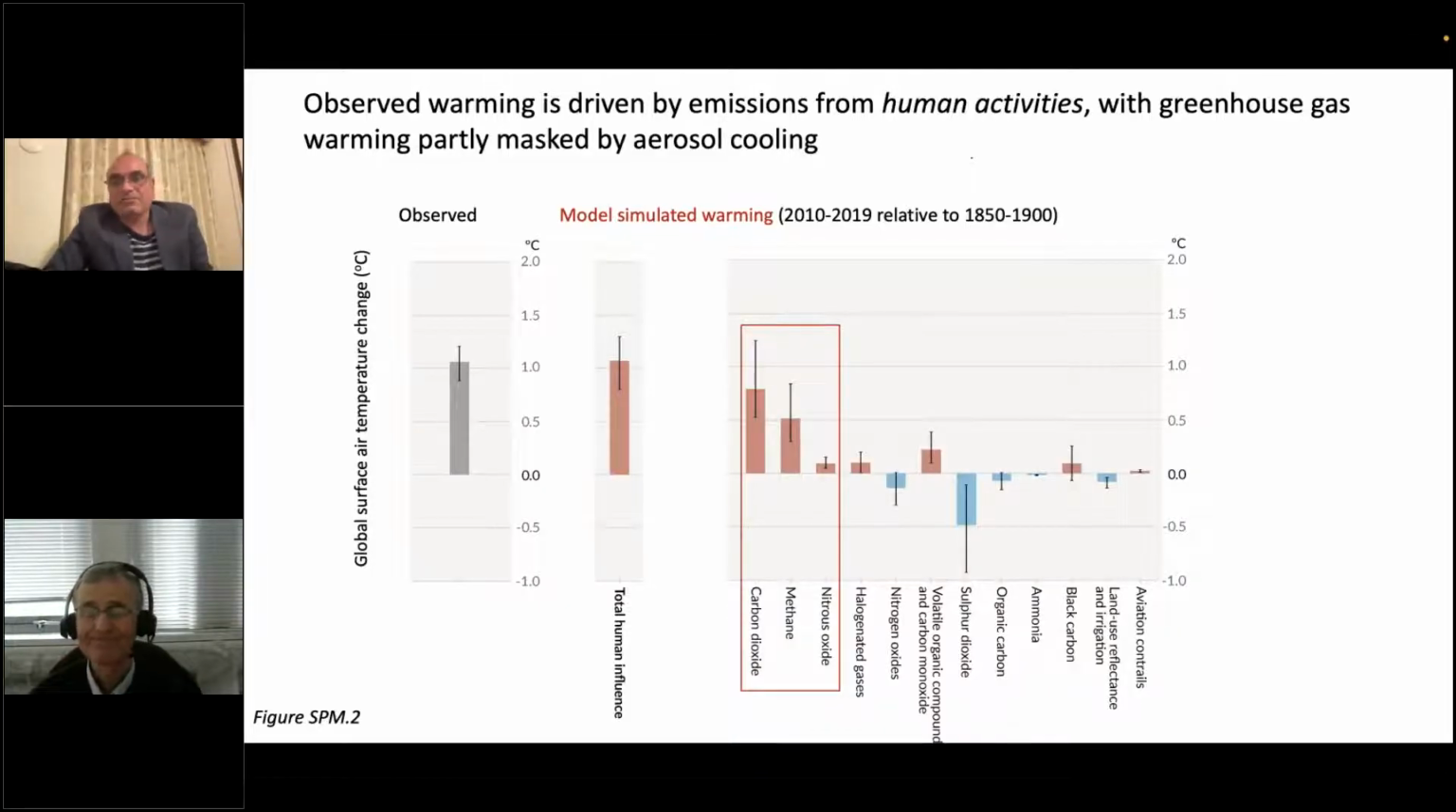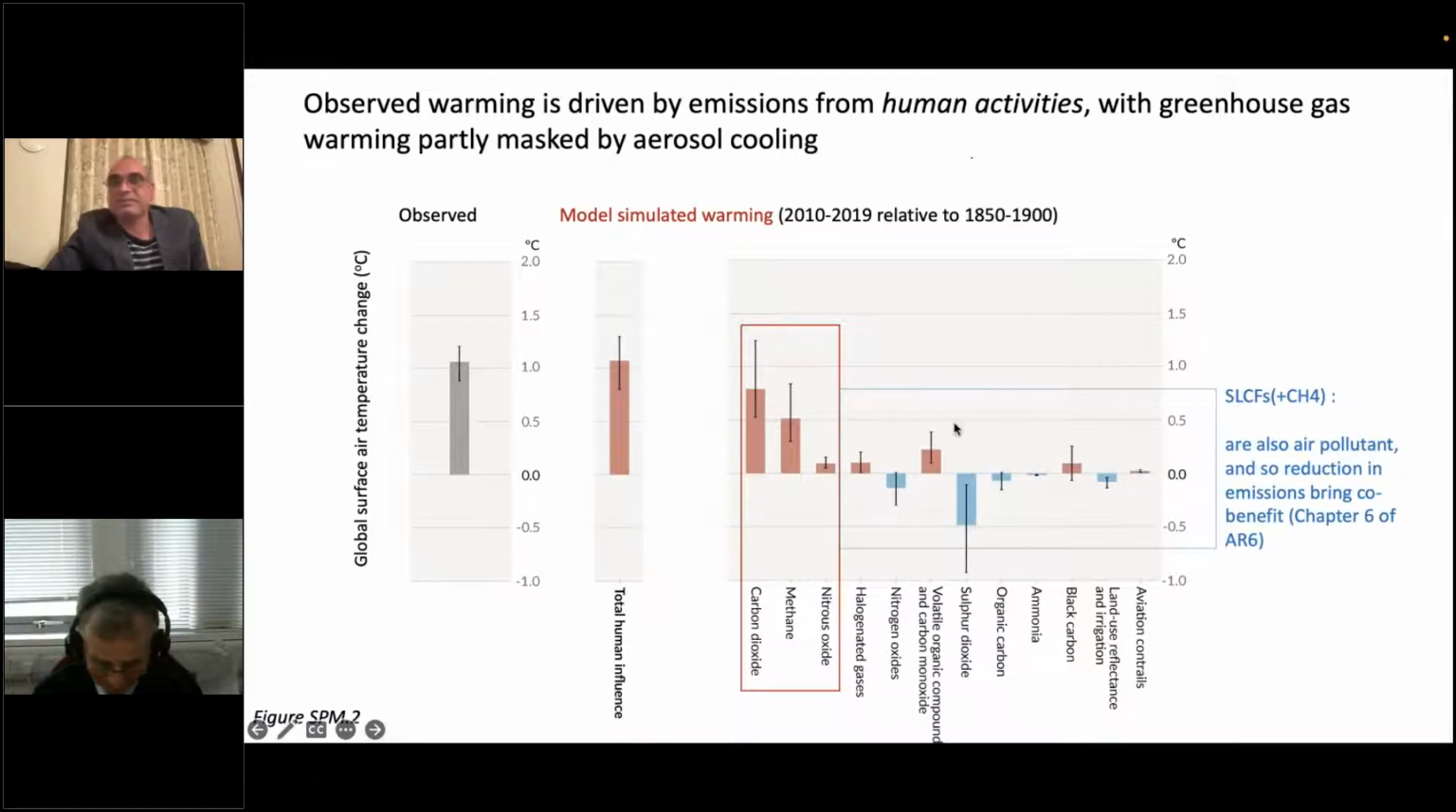Of course, we should analyze them when we are talking about an assessment like IPCC. So we also study all the species. They're sometimes referred to as SLCF, short-lived climate forcers. That includes methane, and they are also air pollutants. So when we talk about climate mitigation, we also have a chance to reduce air pollution, which is a co-benefit for us, and a different chapter handles the air pollution aspect of it.